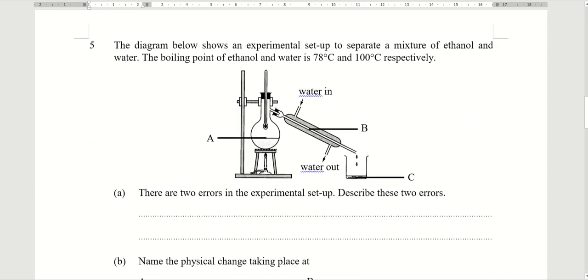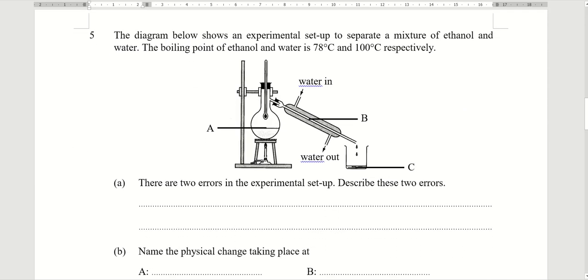Question 5 is actually a repeat in a different way, a repeat of the understanding that is required. Notice in this portion, the water inlet and the water outlet are already wrong. So this is one of the errors. Where is the second error? The second error is the position of the bulb of the thermometer. So describe the two errors.